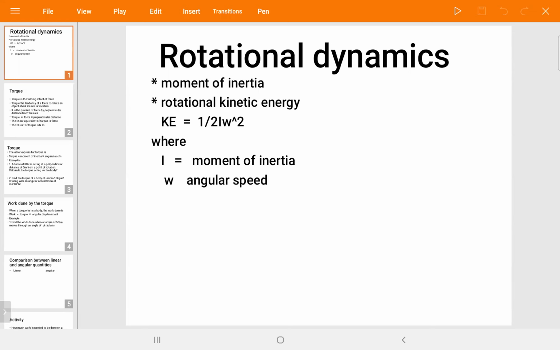For an object which is in rotation, its kinetic energy depends on the shape of the object. For example, for a disk and a sphere, even though they are rolling on the same path, their kinetic energy varies based on their shape and their size.